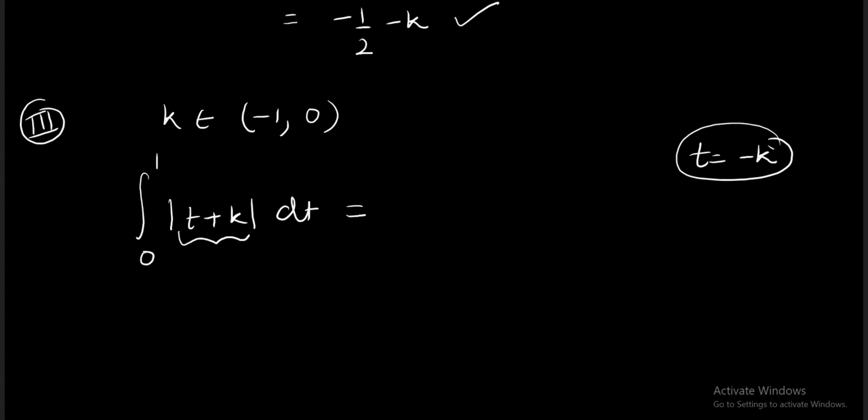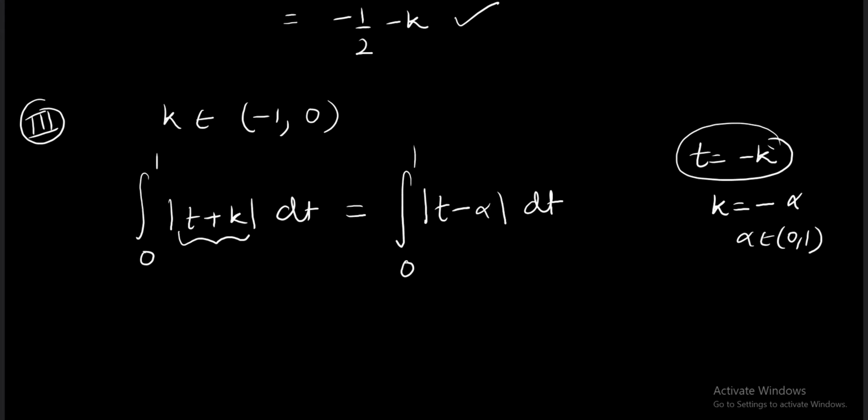Now instead of using this minus k, just to make the question look comfortable, I will assume that k is equal to some minus, let's take minus alpha. I am going to take k equal to something like minus alpha. Now I can say alpha will belong to open 0 to 1. And my question will look like integral 0 to 1 modulus of t minus alpha dt.